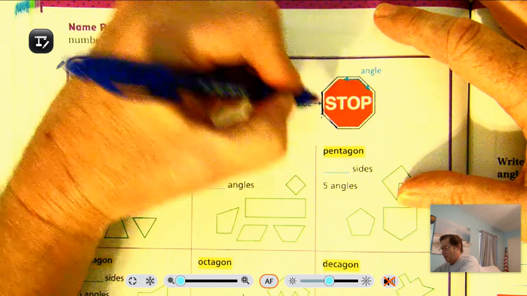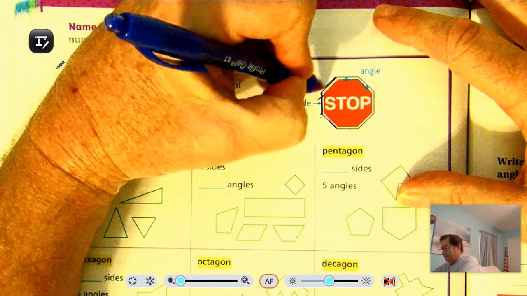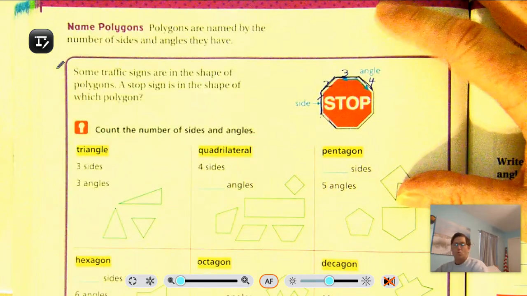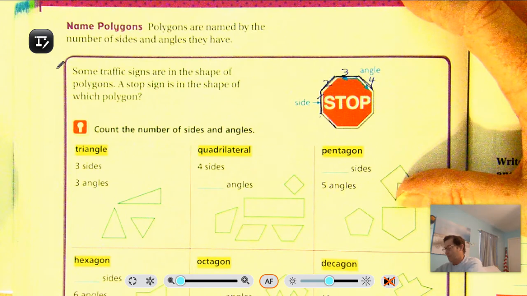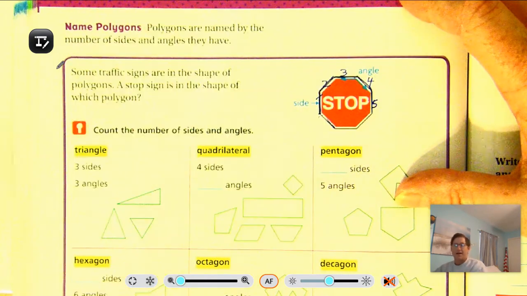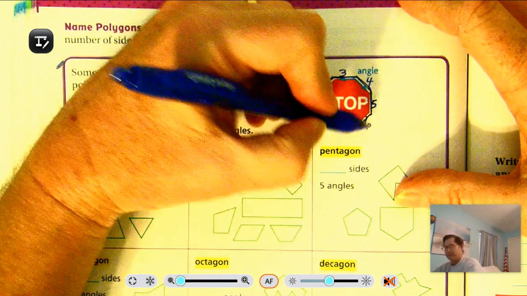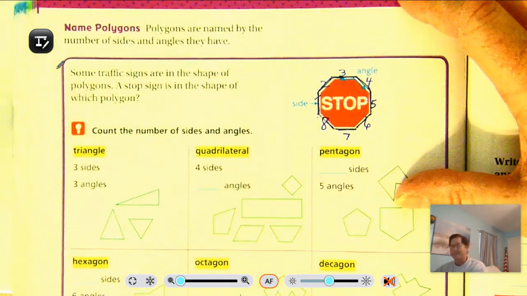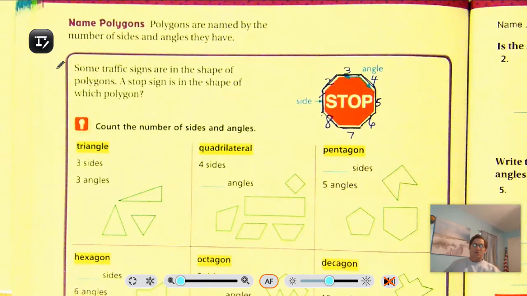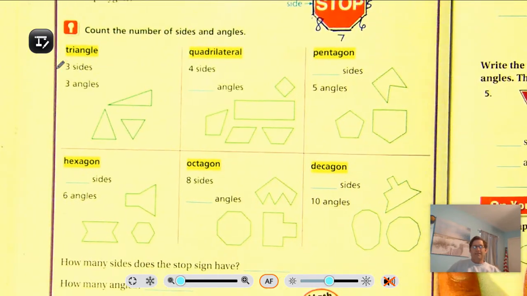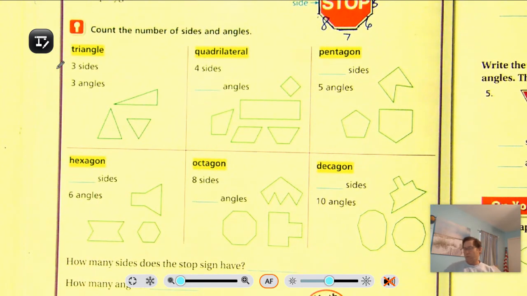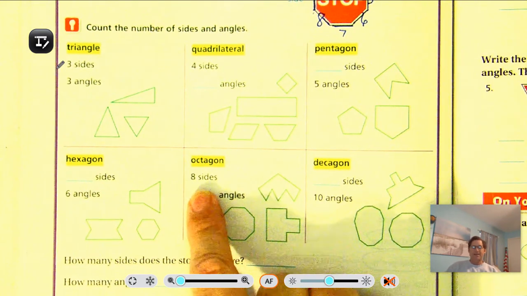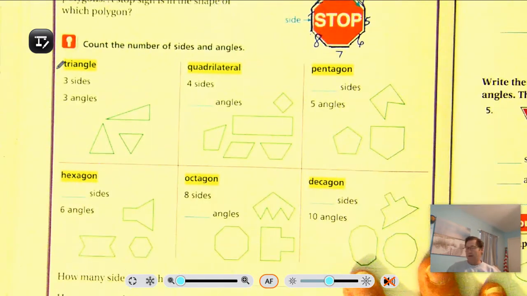So this stop sign has 1, 2, 3, 4, 5, 6, 7, 8. 8 sides. So we have 6 polygons that we should know the names of. And so we look for the one that has 8 sides, and we would call this stop sign an octagon.